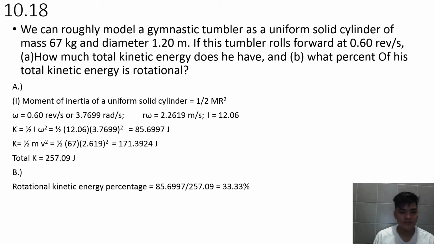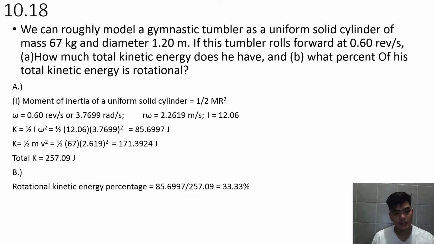Next, we convert the angular speed or velocity to rad/s. So 0.60 revs per second is equal to 3.7699 rad/s. And then to get the linear velocity, we multiply the angular velocity by the radius. This will give us 2.2619 meters per second.